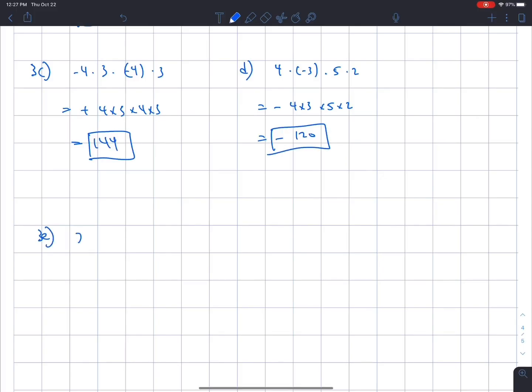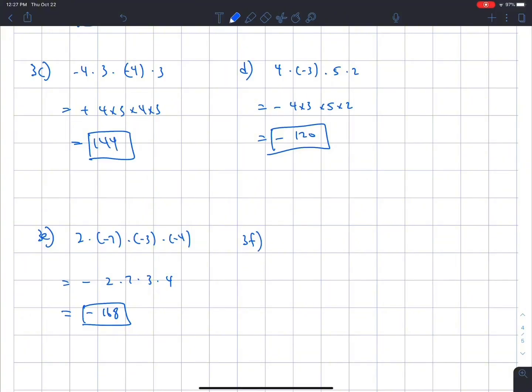3e. 2 times negative 7 times negative 3 times negative 4. We have 3 negatives, so my answer will be negative. 2 times 7 times 3 times 4. 2 times 7 is 14. 14 times 3 is 42. 42 times 4 is 168. So our final answer is negative 168.